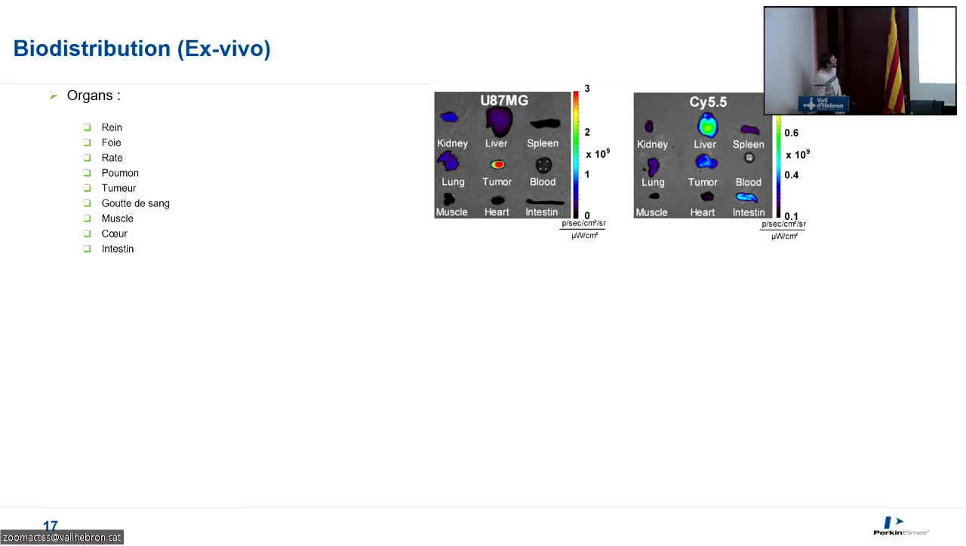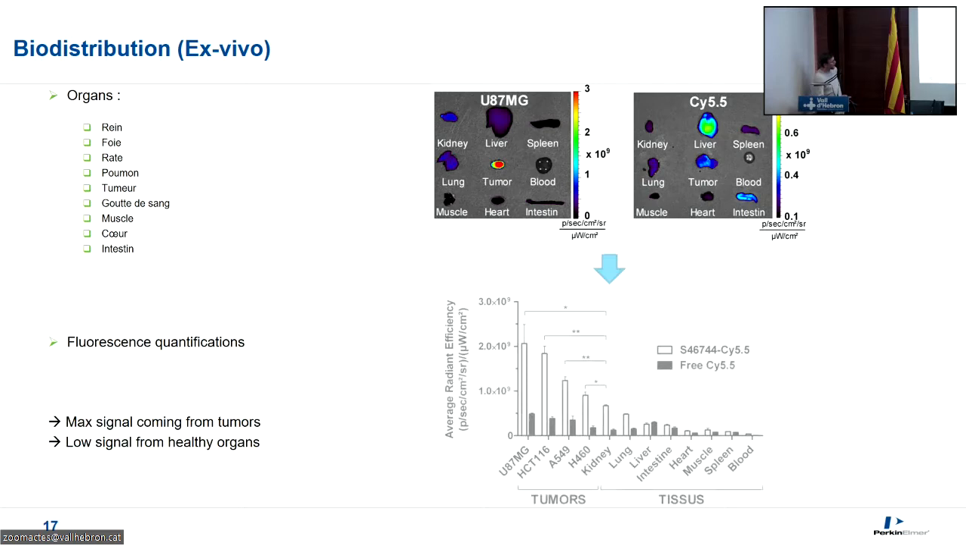So again, those ones are in French here, but you can find them in English here. Those ones were the ones where we have injected U87 glioblastoma cells, just subcutaneously. And this is the distribution of just the dye alone. So you can see that just the dye or the dye linked to this semi-synthetic molecule targeting alpha V beta 3 integrins, you have a very different pattern.